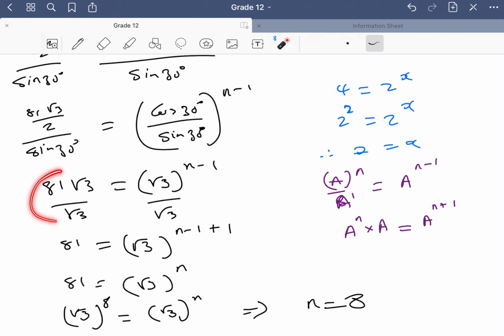So this is fine. We've punched this in multiple times, divided by root 3, right? So this and this cancel. We have 8, 1, and then square root of 3 power n minus 1 plus 1. So this is very important.